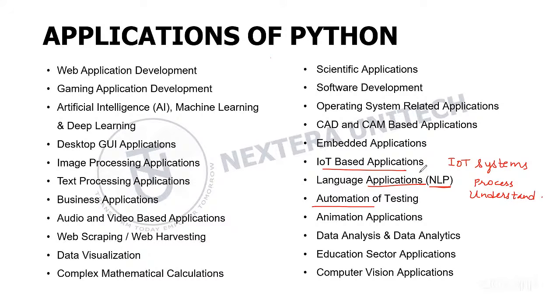And also for the automation of testing, so it automates software testing process and the quality assurance. And it is also used in animation applications. So to create animations or visual effects, you can use Python to create animation applications. And also it is used for data analysis and data analytics. So if you want to analyze large data sets, so to analyze it and find the insights and patterns, we can use Python and perform data analysis.